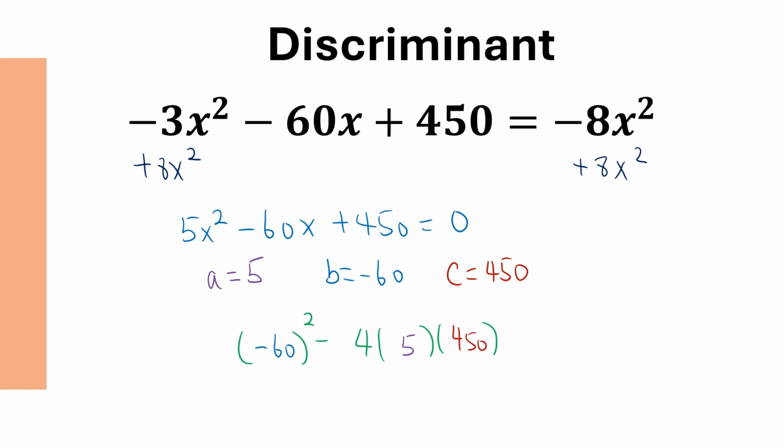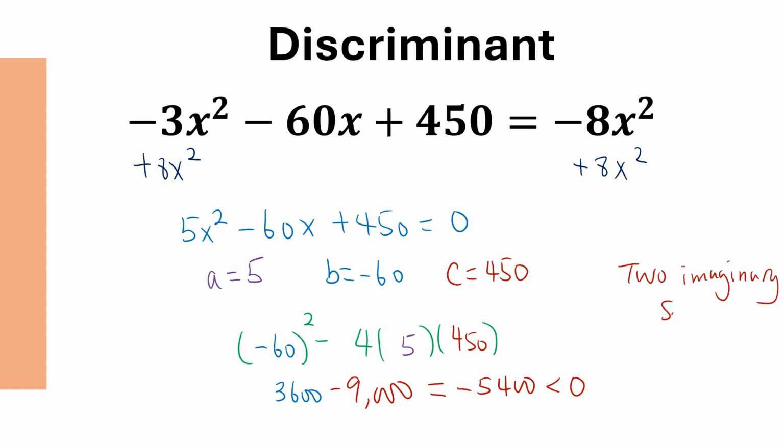Now we're going to simplify this. Negative 60 squared is 3600. Negative 4 times 5 is negative 20, times 450 is negative 9,000. And 3600 minus 9,000 is going to give us negative 5,400, which is less than 0, and we cannot take the square root of a negative number. So this tells us that this quadratic equation has two imaginary solutions, or you can say no real solutions.